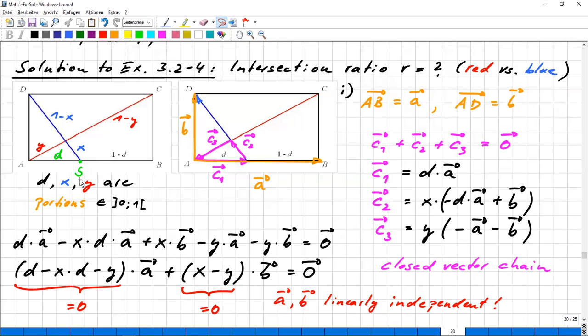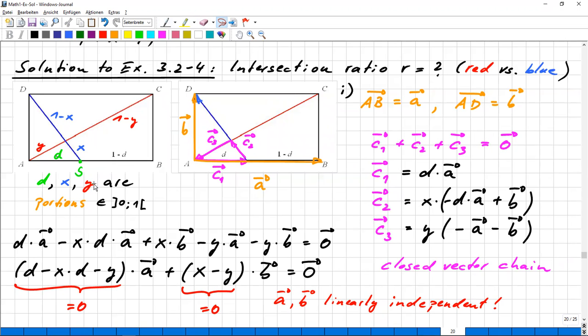On the other hand, we want to know about this portion. All these are portions, right? So D, X, and Y are portions. I could also color this in green, like this. But probably what we should show firstly is that X and Y are the same. That's one thing, because if X is equal to Y, it means that the blue and red lines intersect each other by the same ratio.